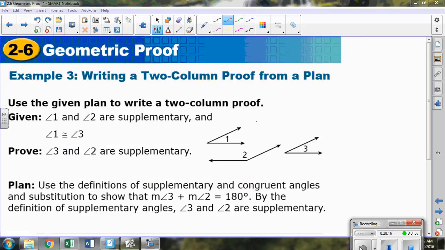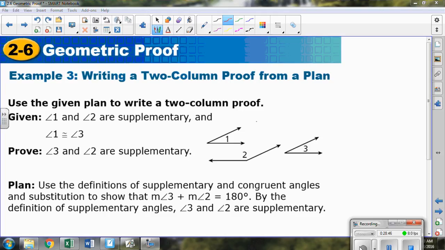Alright, so here's what we would have to work with. This is the congruent supplements theorem. Well, similar to it. Here's our given. Angle 1 and angle 2 are supplementary. Angle 1 is congruent to angle 3. So we want to prove angle 3 and angle 2 are supplementary.